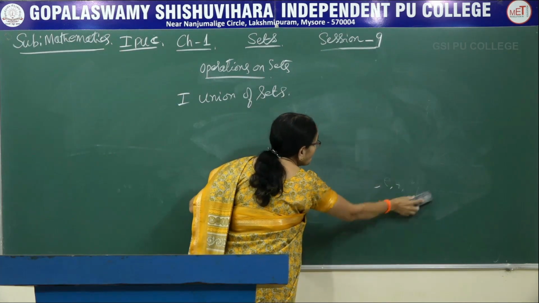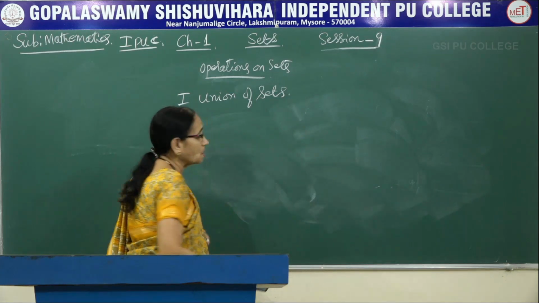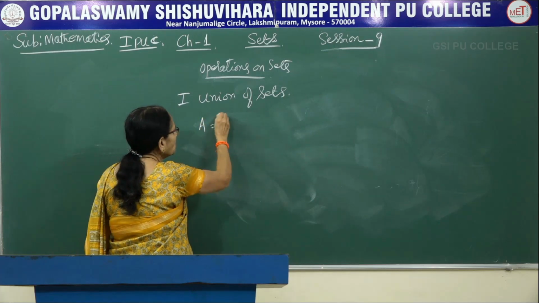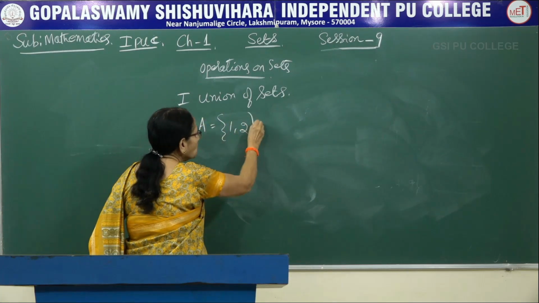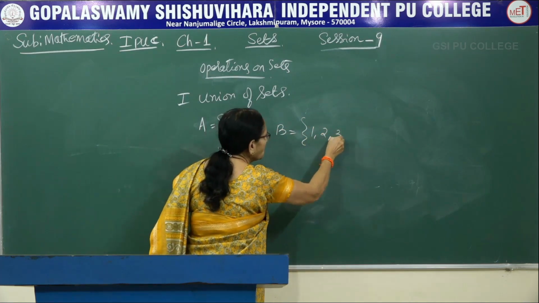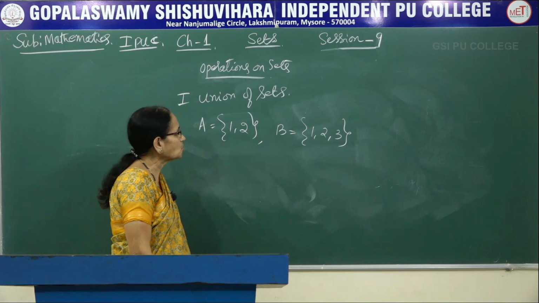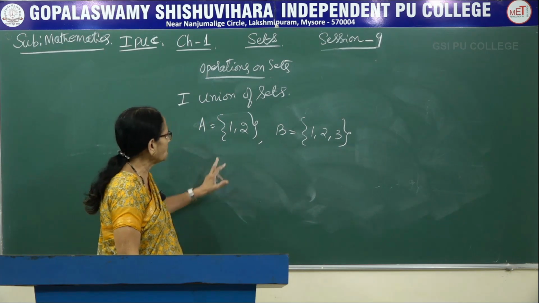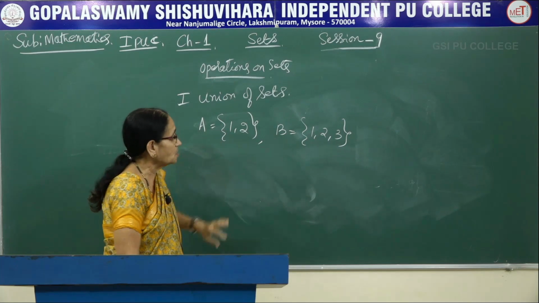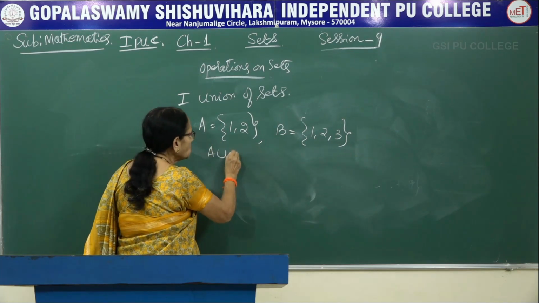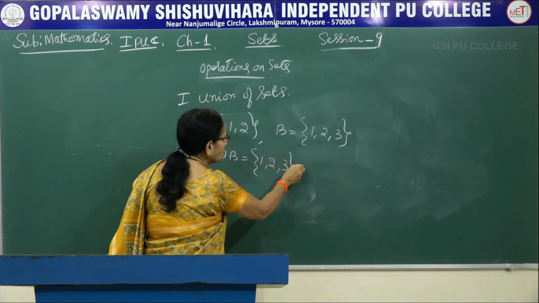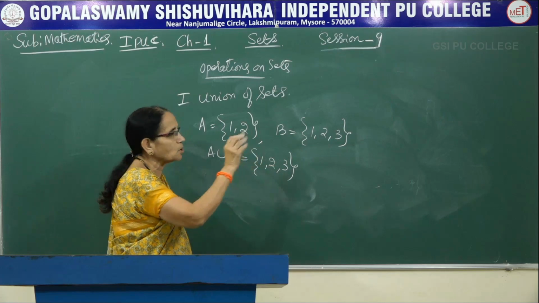I am taking different types of examples so that the idea becomes clear. Now, let me take one more example. Suppose A contains 1 and 2, B contains 1, 2 and 3. You observe here 1 and 2 are present in A as well as in B. So, what would be A union B here? It is 1, 2, 3. Union means you write all the elements belonging to both the sets.